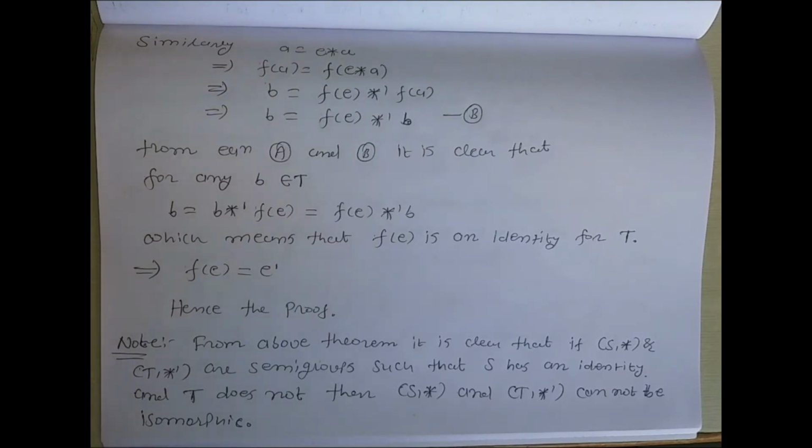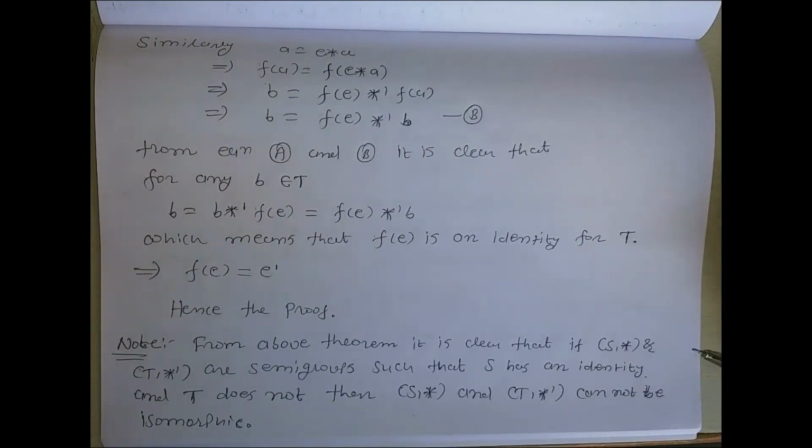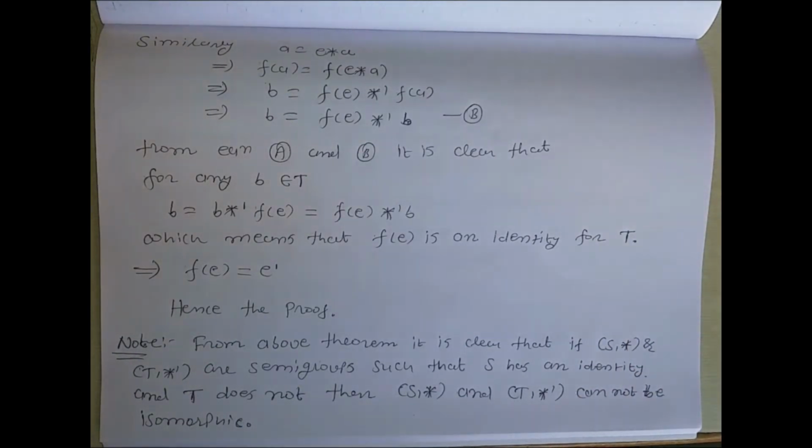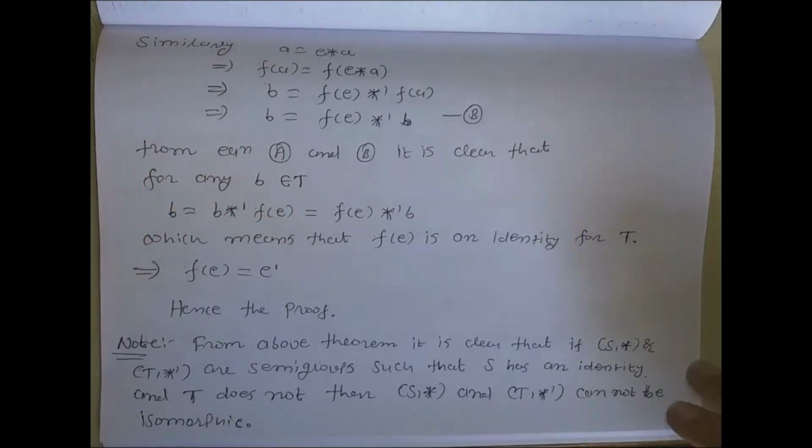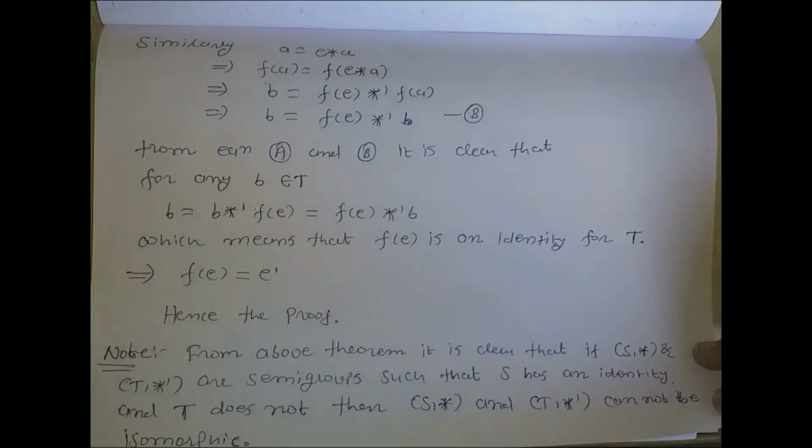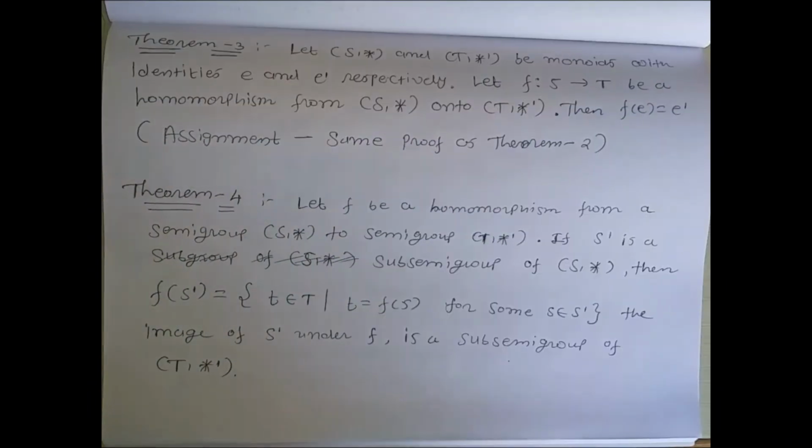If we consider two semigroups in which the first semigroup S star has an identity but T star dash does not contain an identity element, that is S star is a monoid but T star dash is not a monoid, then S star and T star dash cannot be isomorphic. Okay. Now let us move to the next theorem.